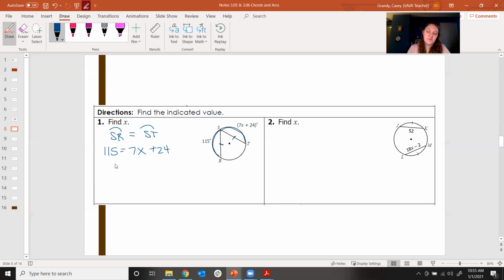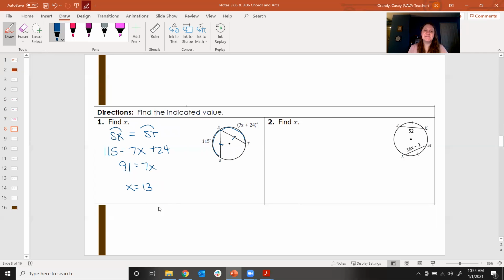Subtract 24 from both sides. Oops, I jumped the gun there. There we go. Divide by 7.